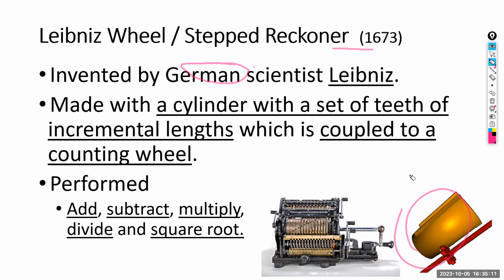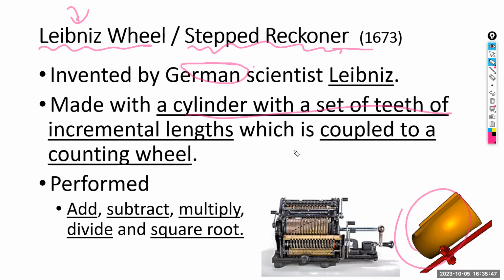And sometimes we call it step reckoner. So this is another name we use. Either you can call it Leibniz wheel because Leibniz is the person who developed it, or you can say step reckoner. This was developed about 10-20 years after Pascaline was developed by Pascal. And this was made by using a cylinder with a set of teeth.